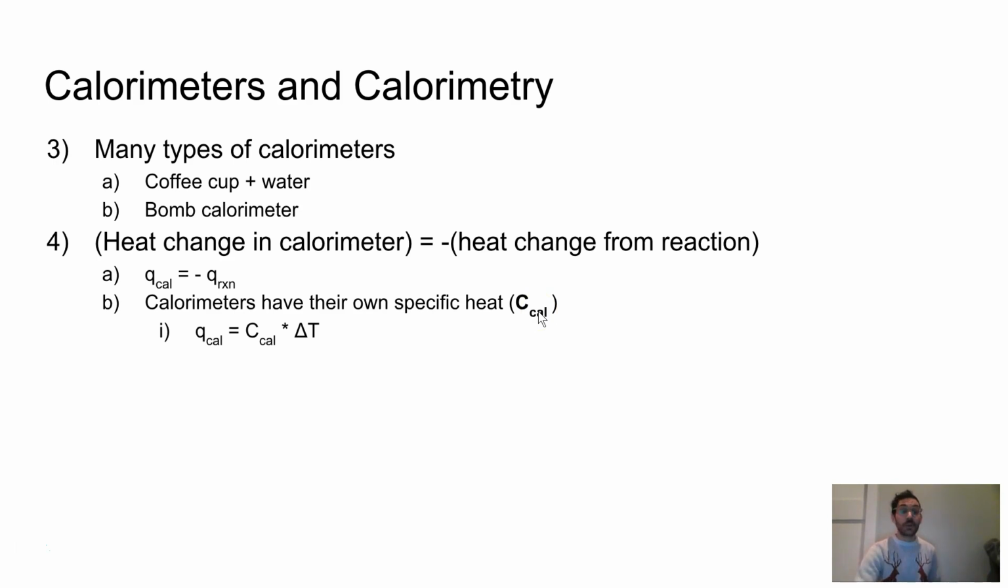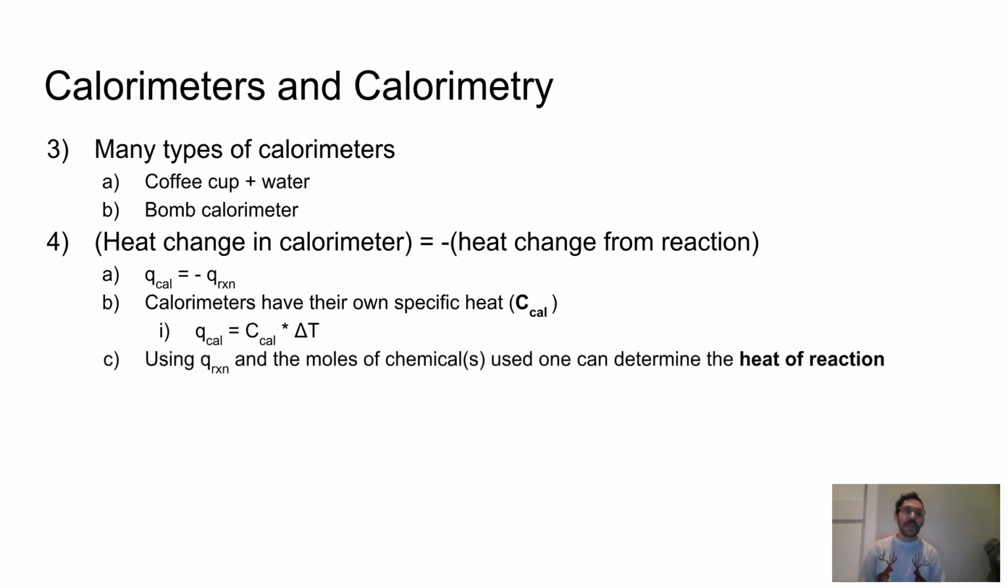So we can write a nice simple equation where Q for the calorimeter is equal to C for the calorimeter times the change in temperature of that calorimeter. A nice simplified version of Q equals mCΔT, because the calorimeter has a specific mass and works in a specific way, so we simplify m and c into just C-cal. So by using Q of the reaction and the moles of chemicals that were used, we can determine the heat of the reaction. If I know how many moles react and how much heat they release, I can learn the heat of the reaction.